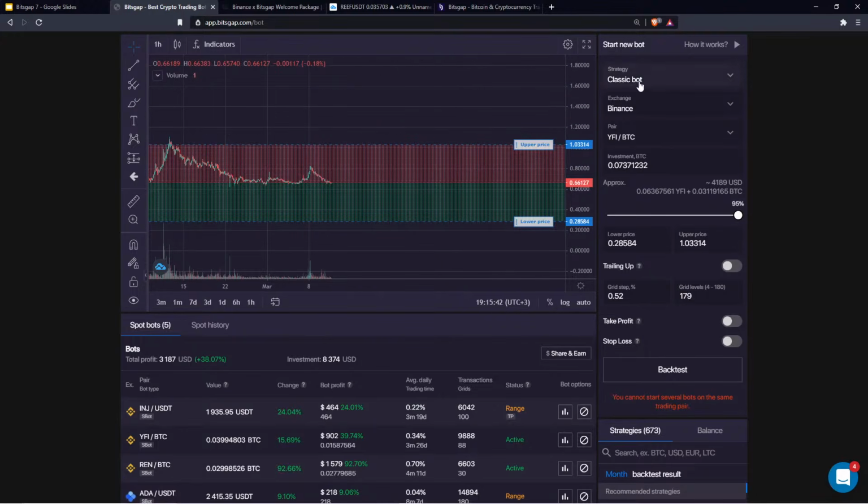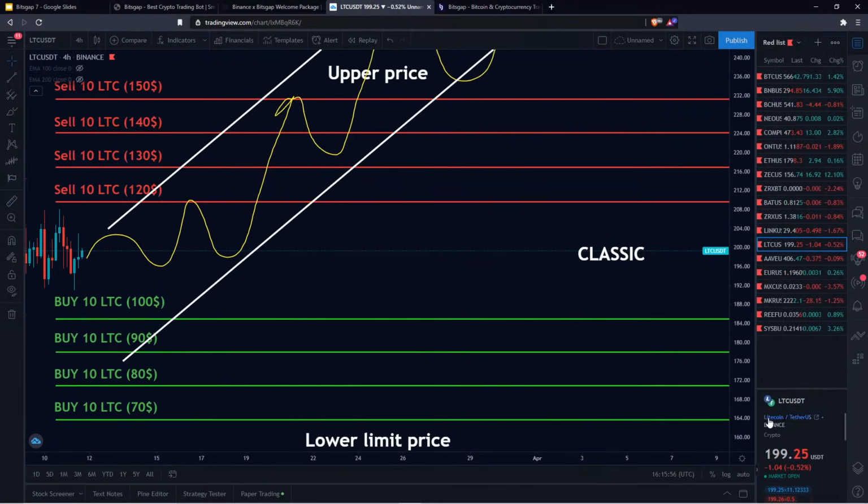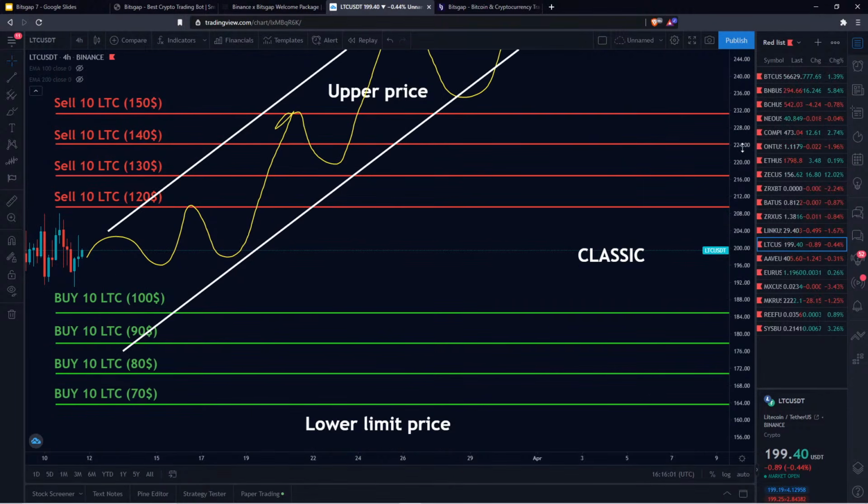And it turns out that in the classic bot, as the price goes higher, it basically increases your exposure to the value of the base currency more than the SBot, because we remember that in case of the classic bot, it always sells and buys the same amount of crypto. Okay, so that's the point, you see.